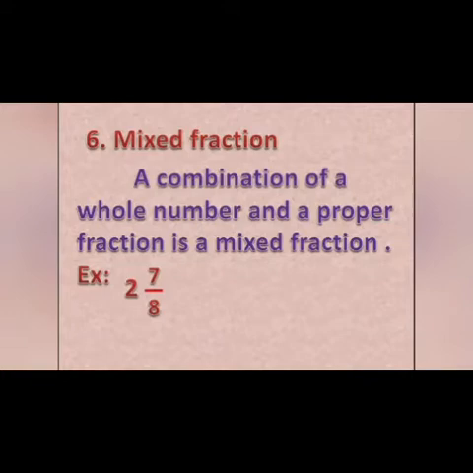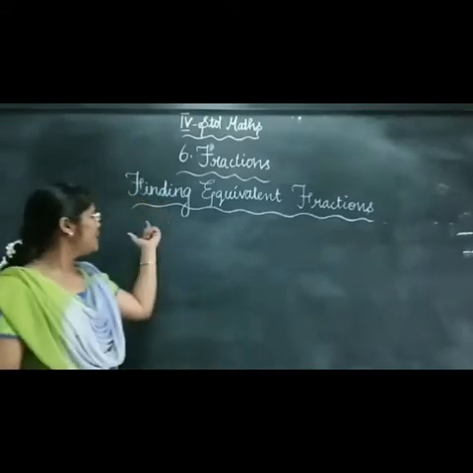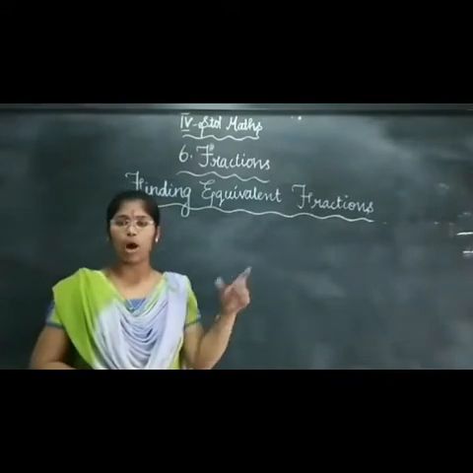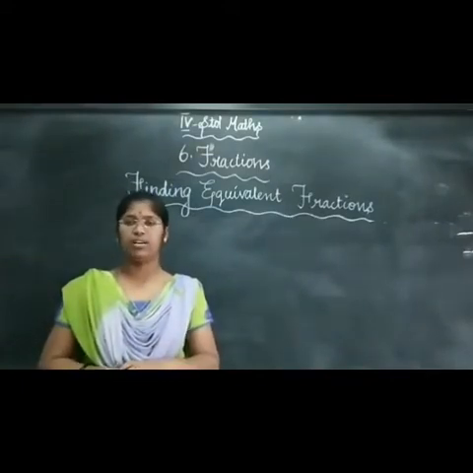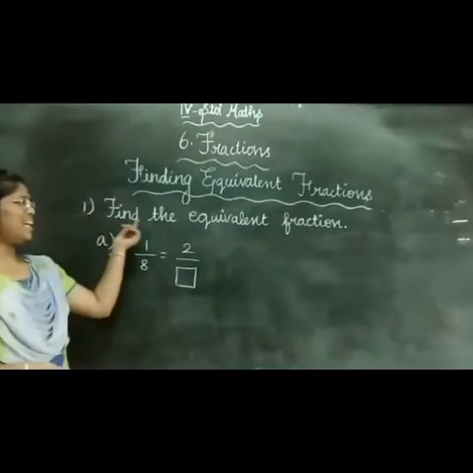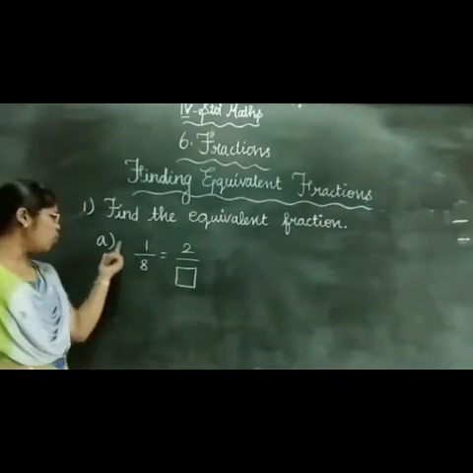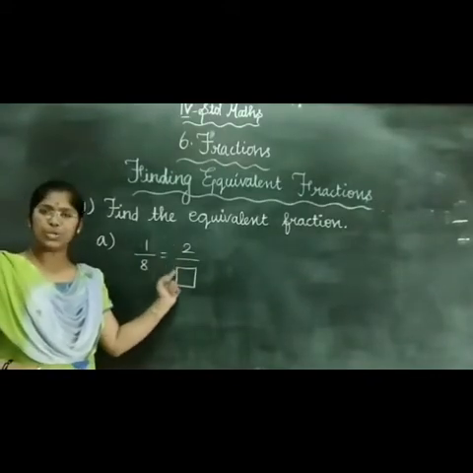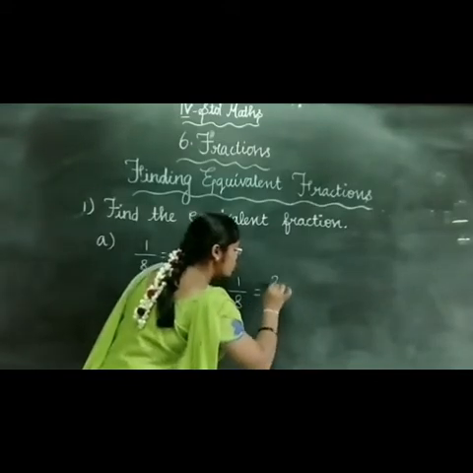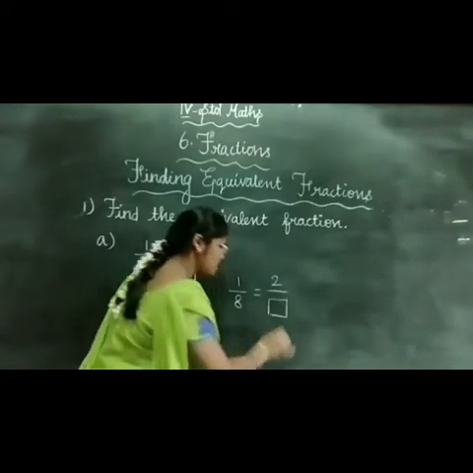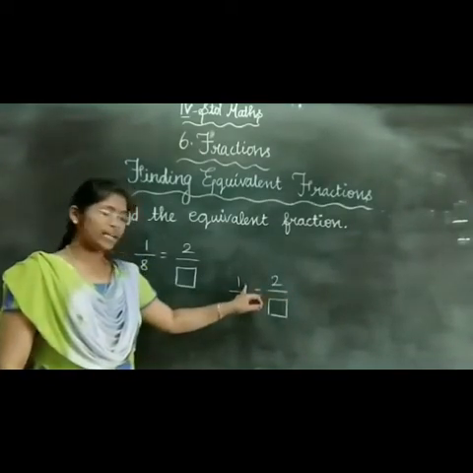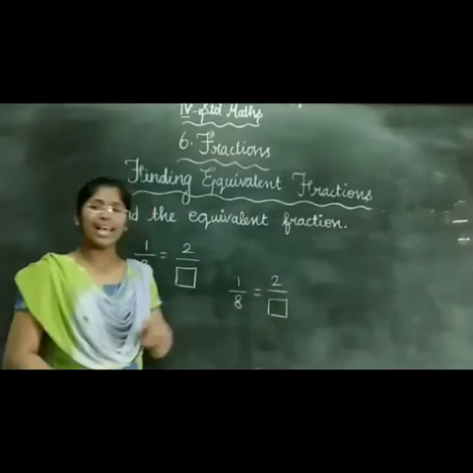Is it clear, children? Now let us see finding equivalent fractions. In this we are going to see how to find the equivalent fractions. Can we see an example, children? The question is, find the equivalent fraction. 1 by 8 is equal to 2 by dash. How will you get 2 here, children?